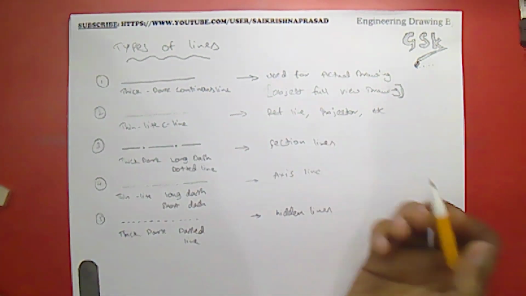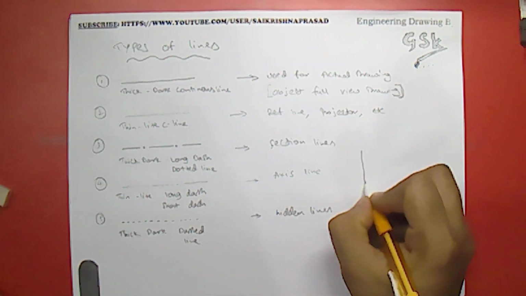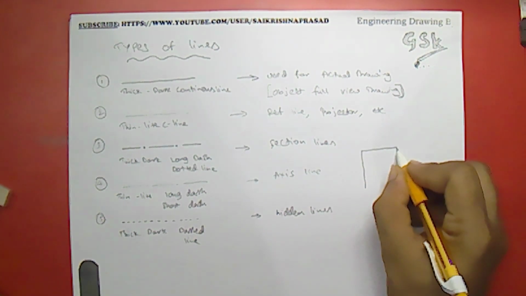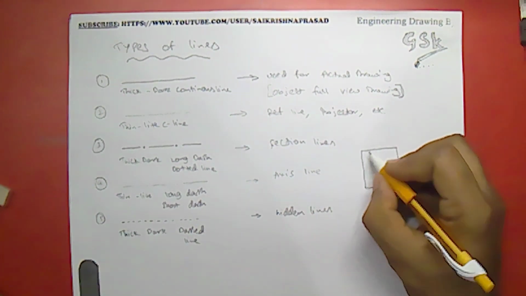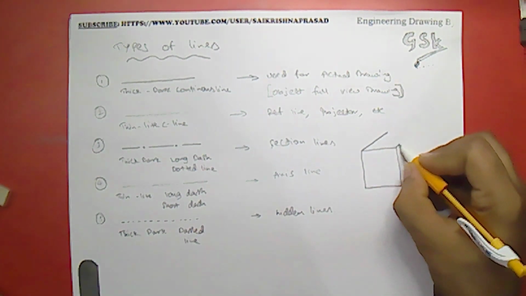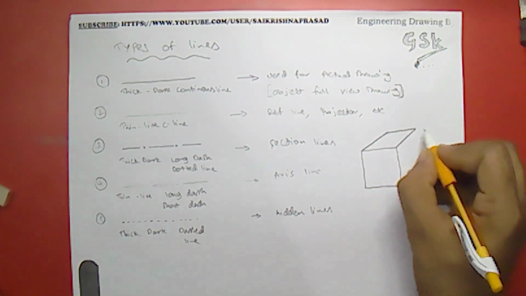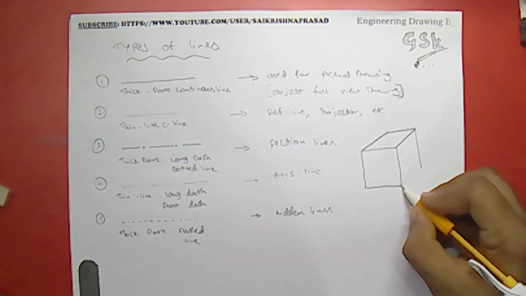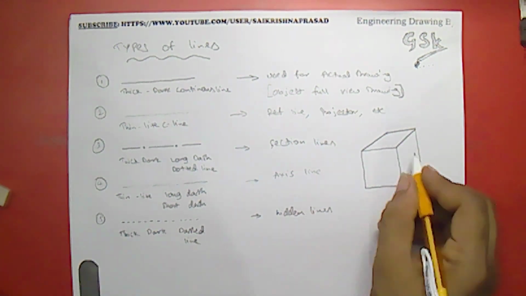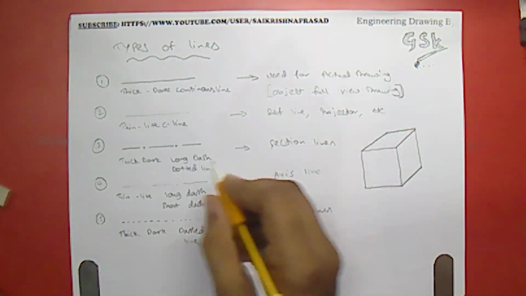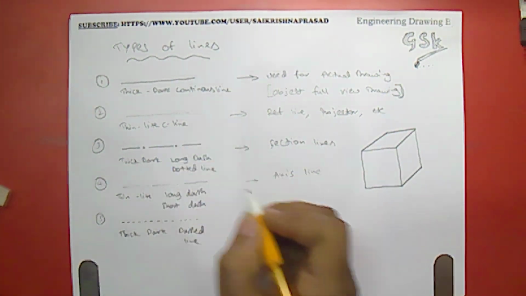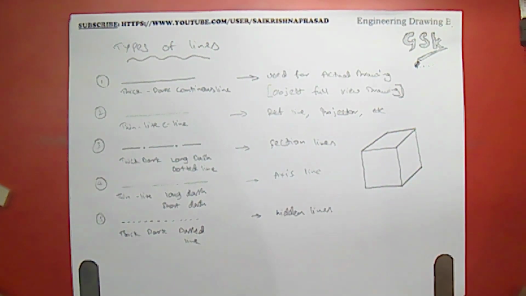This thick dark continuous line is useful for representing the drawing. Say, suppose I'm taking this cube. I'm representing the original drawing as a dark line, right? You can see this is a dark line and this is a thin line. So I'm not using any of these lines over here. After this completion, I have to show the back end also.